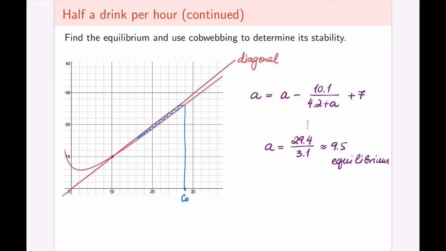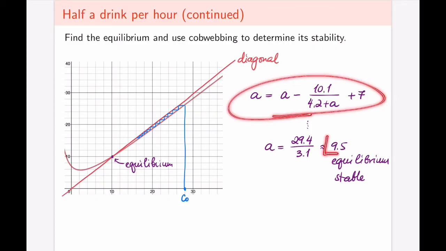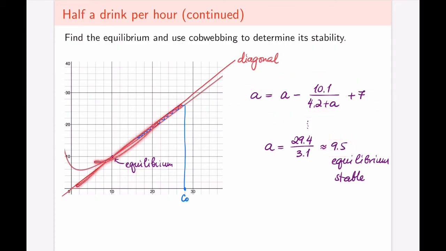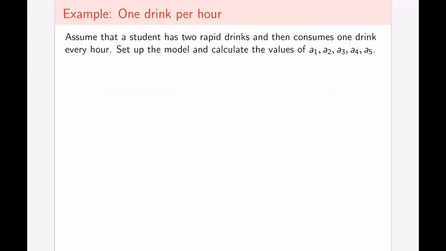And from the cobwebbing, I can see that it's in fact stable, because if I start above it, my cobwebbing converges towards it. So once again, let's pause here for a second and think about all the tools that we've utilized. We can set up an algebraic equation in order to find the exact value of the equilibrium, and we can use the cobwebbing to tell us whether or not it's stable. Let's take a look at the next example.